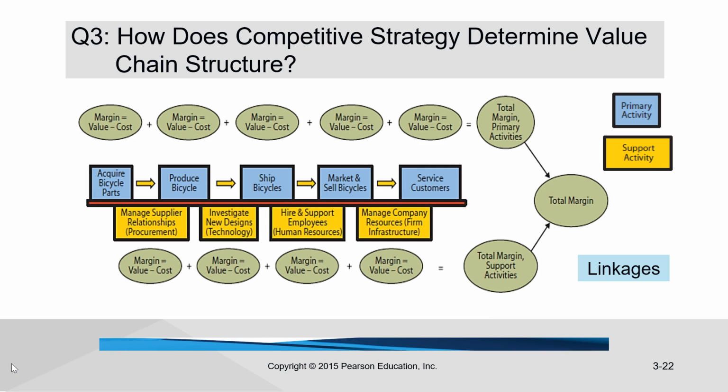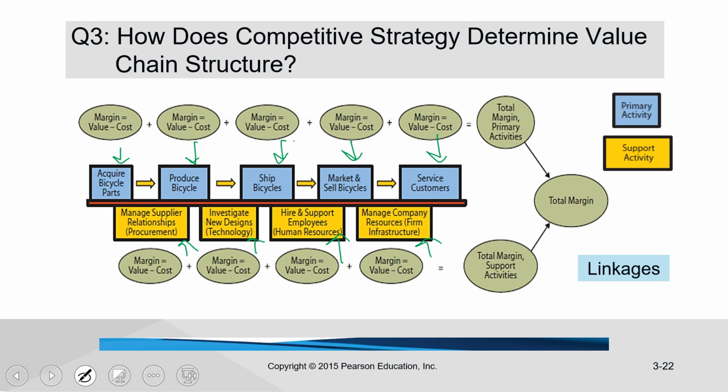Here's an example of a value chain, that is, a network of value-creating activities. Each activity, like acquiring bicycle parts or marketing and selling bicycles, has its own margin. And that margin is the difference between the value that the activity generates and its cost. The primary activities in this value chain are acquiring bicycle parts, producing the bicycle, shipping the bicycle, marketing and selling the bicycles, and providing customer service. There are also support activities in this value chain. These are managing supplier relationships, known as procurement, basically getting contracts, investigating new designs, technology, hiring and supporting employees, HR or human resources, and managing company resources, firm infrastructure. These support activities also have their own margins, which are also calculated as the difference between value and cost.